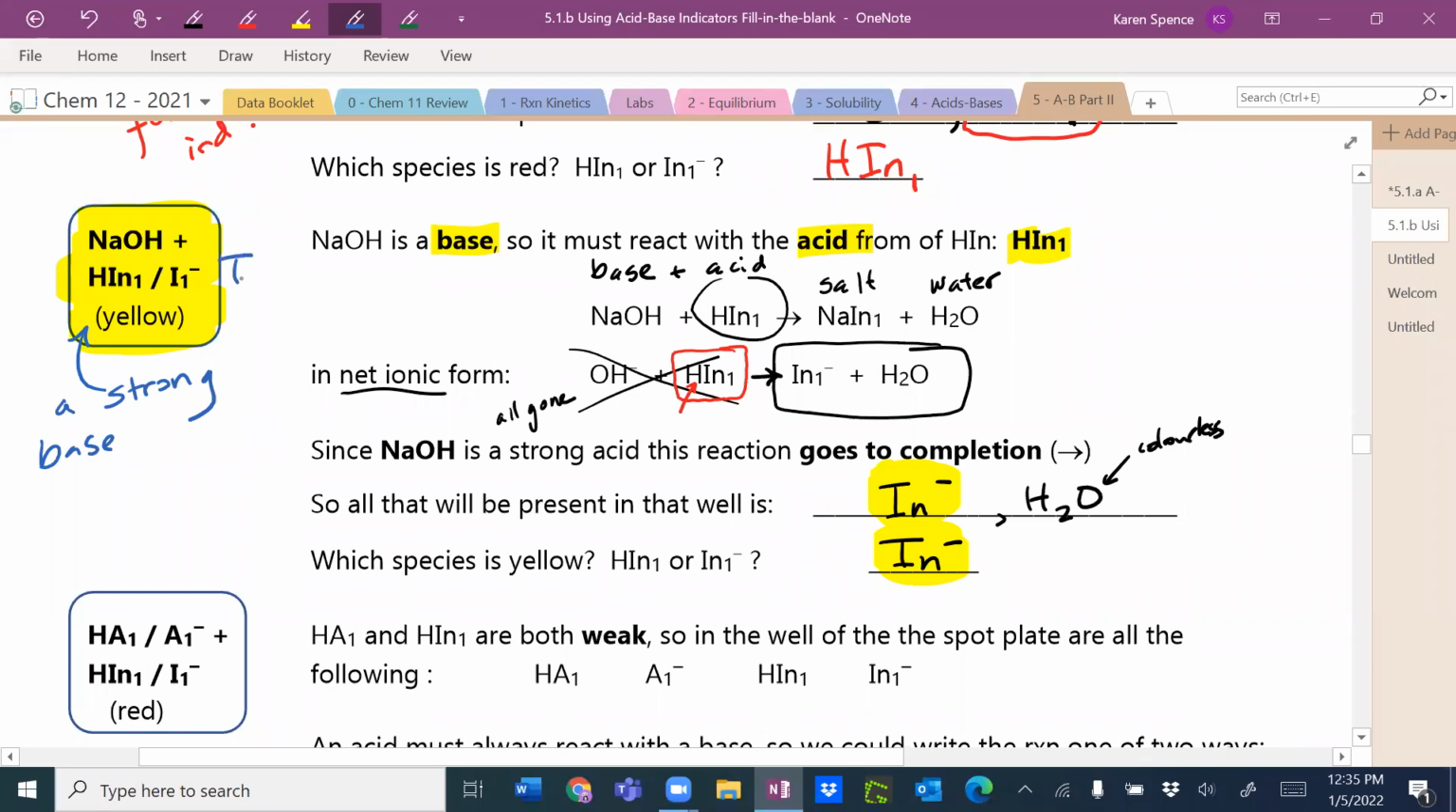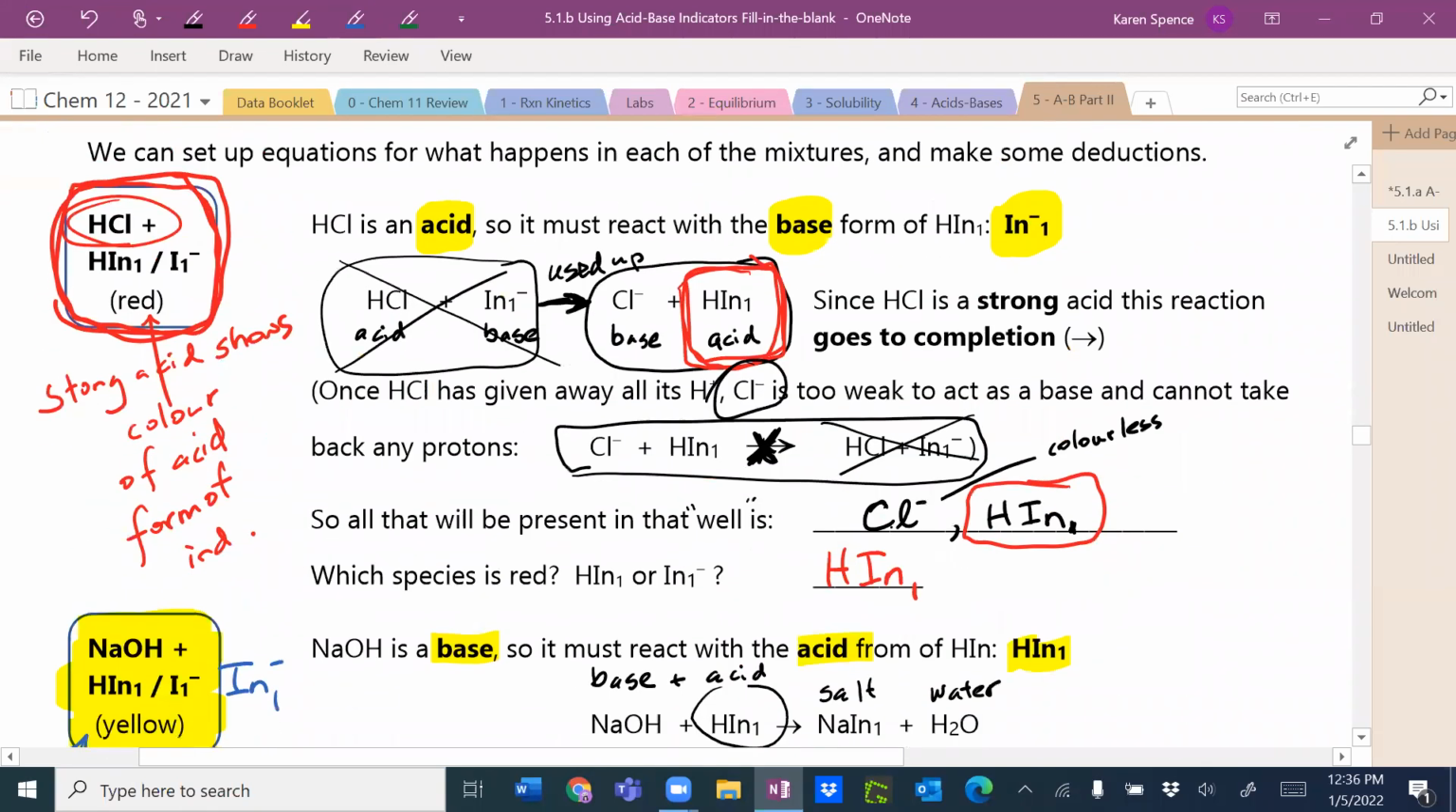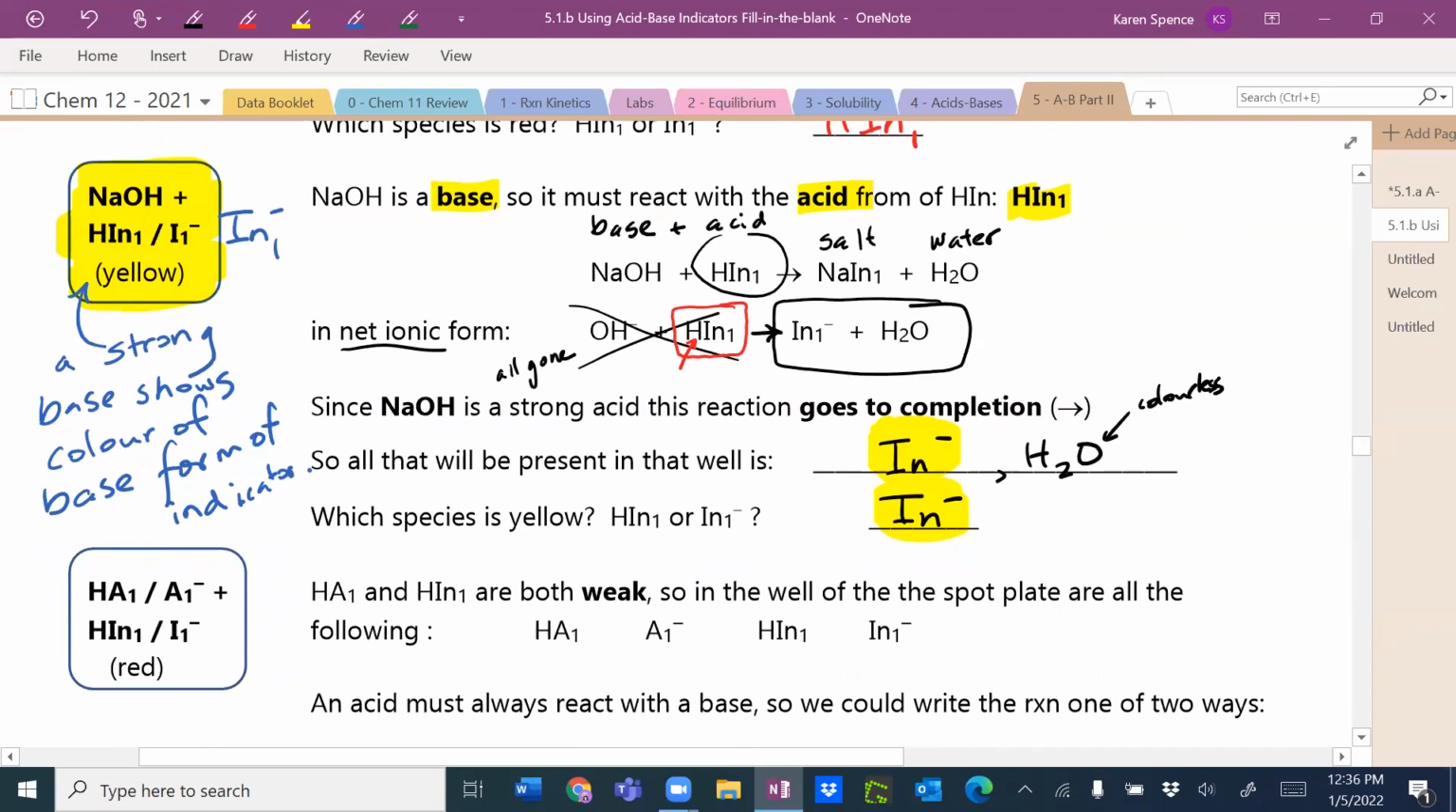I should say IN1, not I1. A strong base shows the base color, the base form of the indicator. Okay. So that's why we use the HCl and the NaOH. Those strong ones will tell us the colors of the various forms.